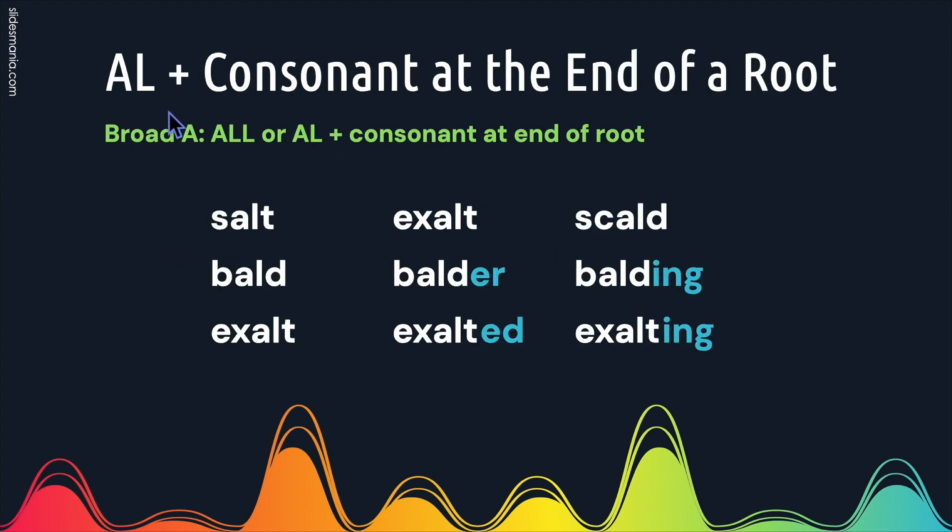If you have AL plus another consonant at the end of a root word, the A will have its broad A sound of ah. So this word is salt, exalt, scald, bald. We can add suffixes and the A will retain the broad A sound. Balder, balding, exalt, exalted, exalting.